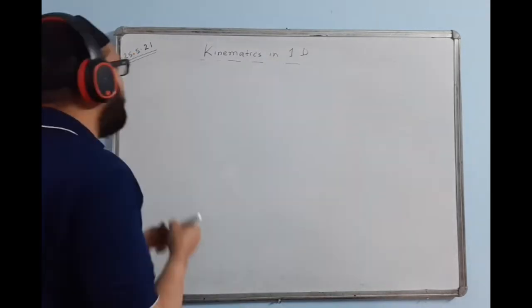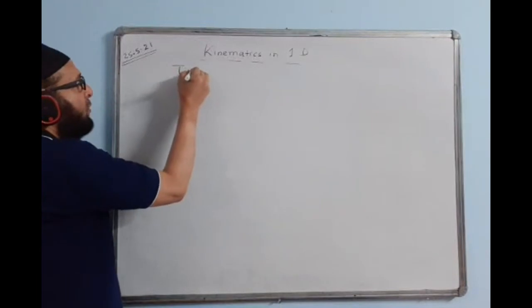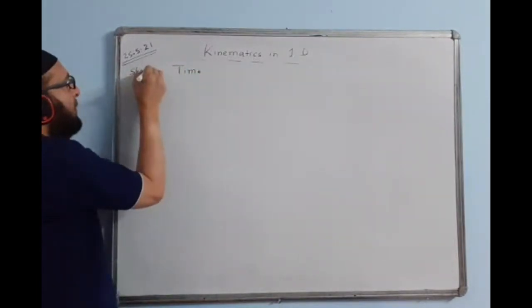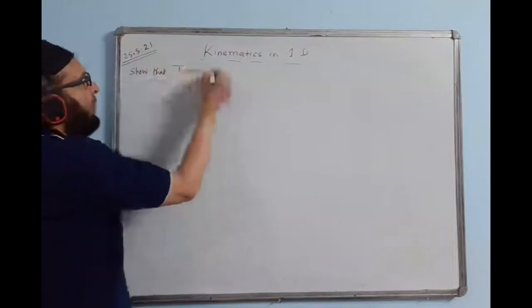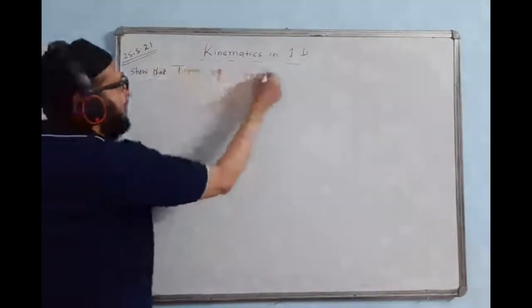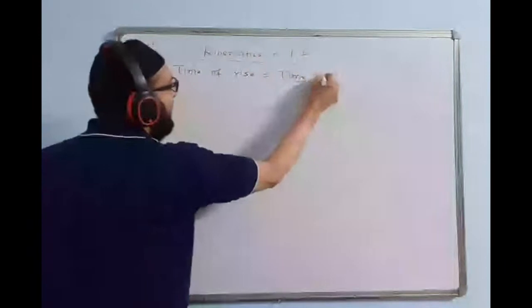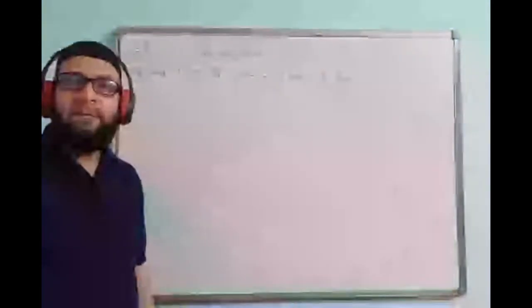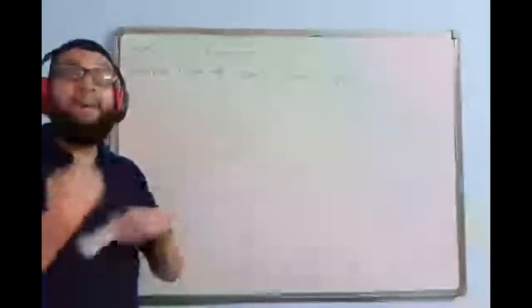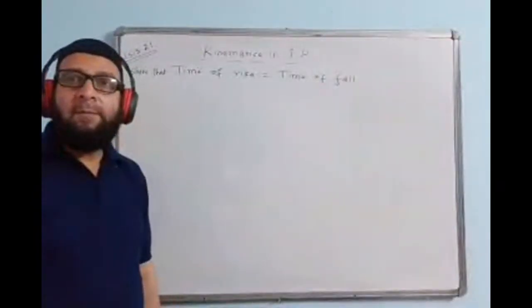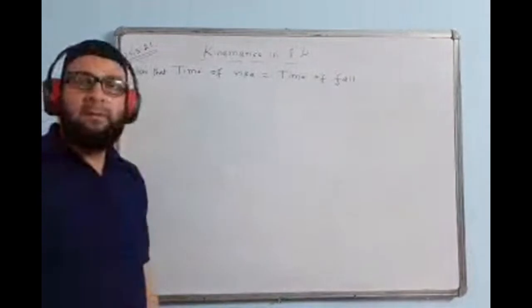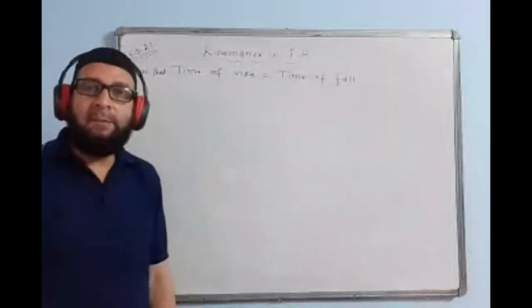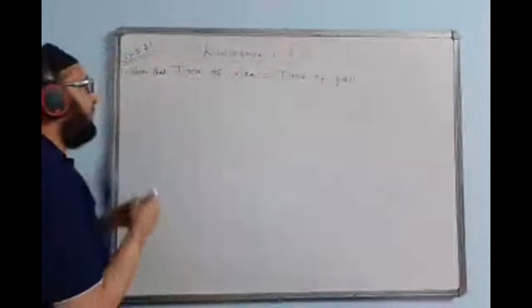So let us prove this fact. This is also a kind of proof, right? Here a question may come with "show that time of rise is equal to time of fall." We'll show this. How to prove it? Let us prove it mathematically. I gave you the information: time of rise is equal to time of fall. But let us prove it.